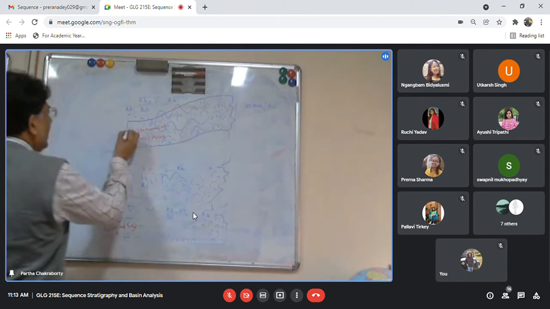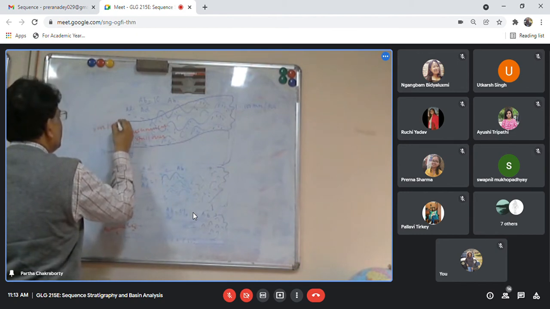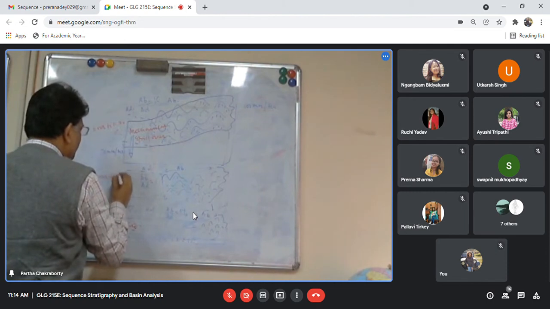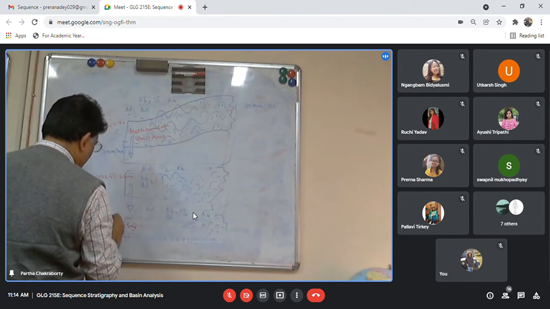So here you will have the overfill basin, same overfill basin, and this is the filled basin.